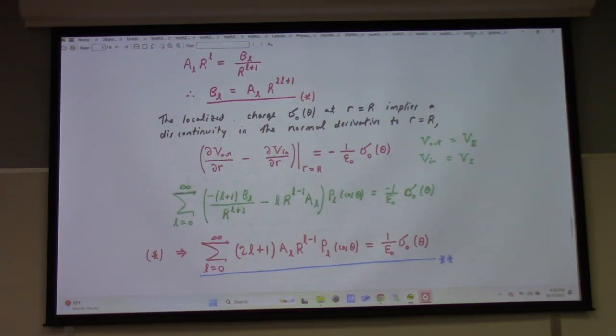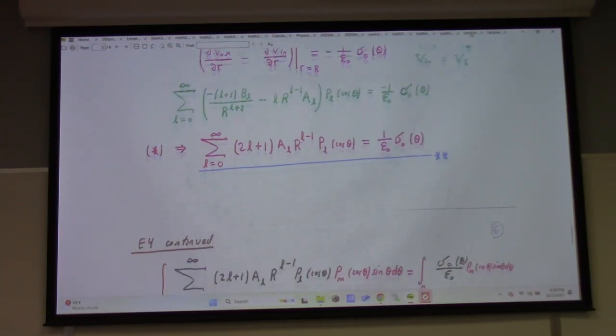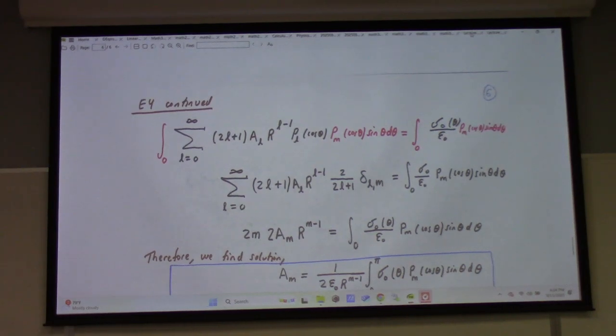Then, going on, we take that equation that we just had, and we multiply both sides by the mth Legendre polynomial times sine theta, and integrate from 0 to pi. Aw, man.